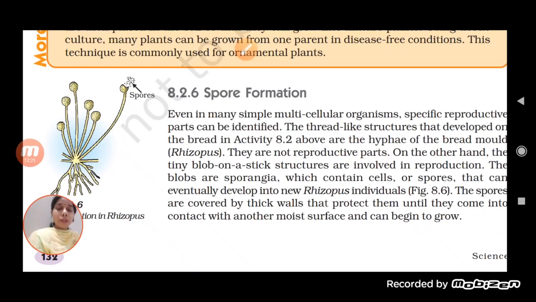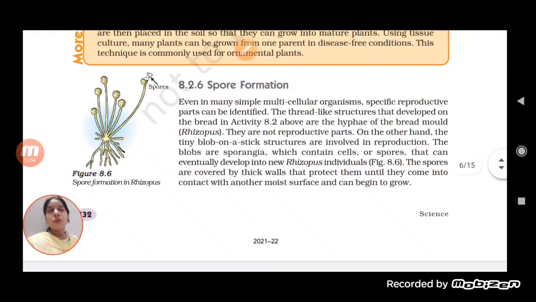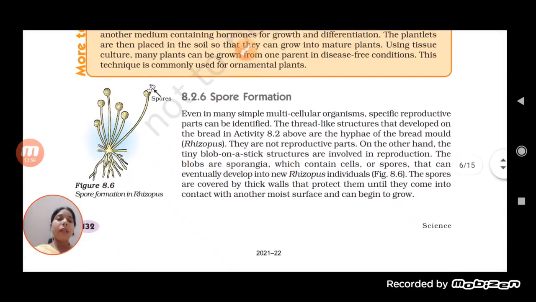When the condition is moist, the spores which are present on the hyphae of the rhizopus will grow and develop into the rhizopus, which consists of a blob-like structure on it called the sporangia, and this sporangia consists of spores. So when the condition is good, this sporangia bursts, it releases the spores, and the spores again develop into the rhizopus. So this is how, without showing sexual reproduction, asexual reproduction can be seen.